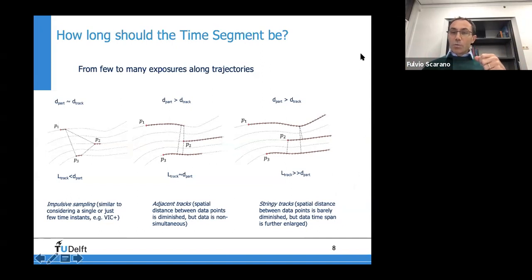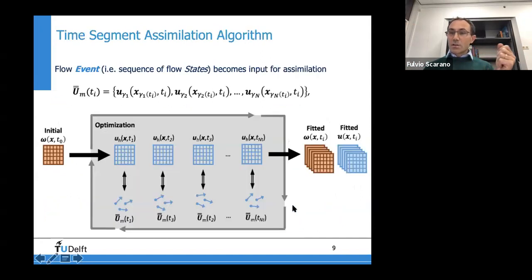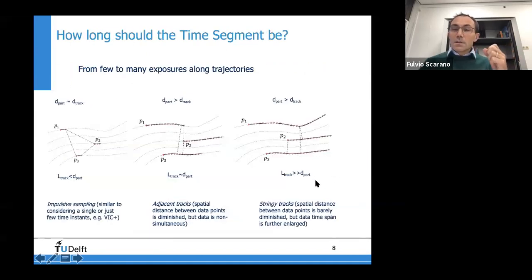Finally, if we want to overdo it, we can take longer and longer tracks. And I would define these tracks like a bundle of spaghetti, so we call them stringy tracks, like strings. So these are stringy tracks.